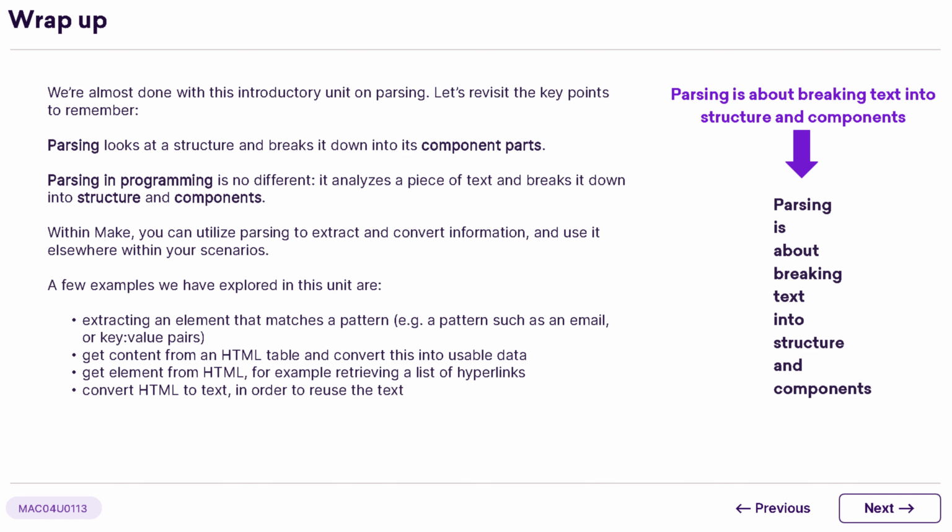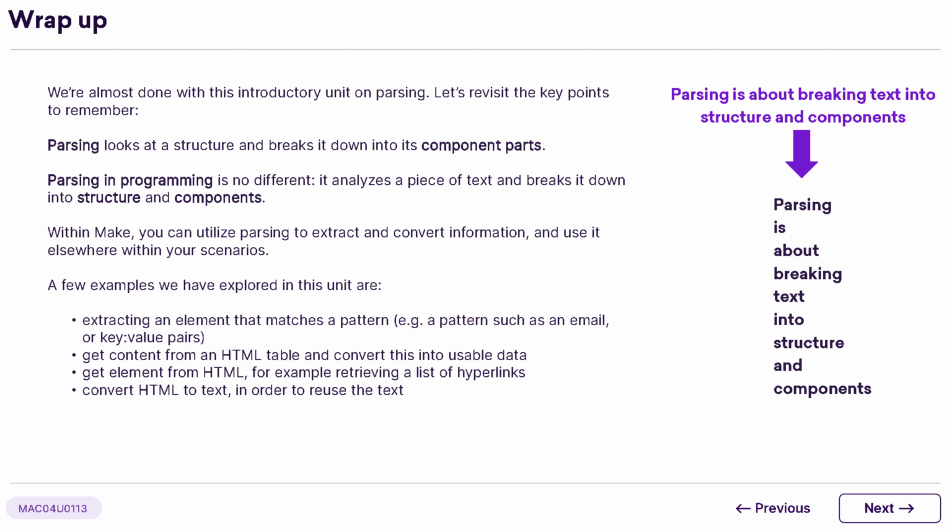Well done. As we wrap up this introductory unit on parsing, let's revisit some key insights. Parsing is all about dissecting structures into their component parts, whether in the context of language or data processing. In programming, parsing involves analyzing text, identifying its structure and breaking it into manageable segments. This process is essential for extracting meaningful information and converting it into a format that's usable in various scenarios.